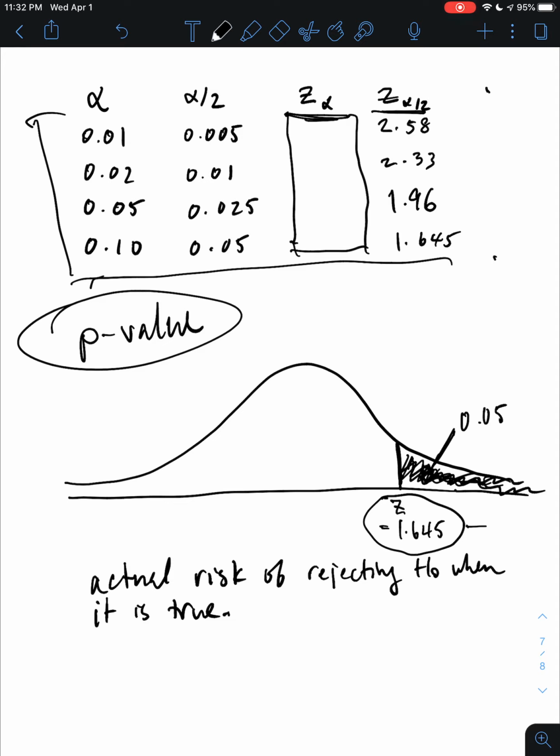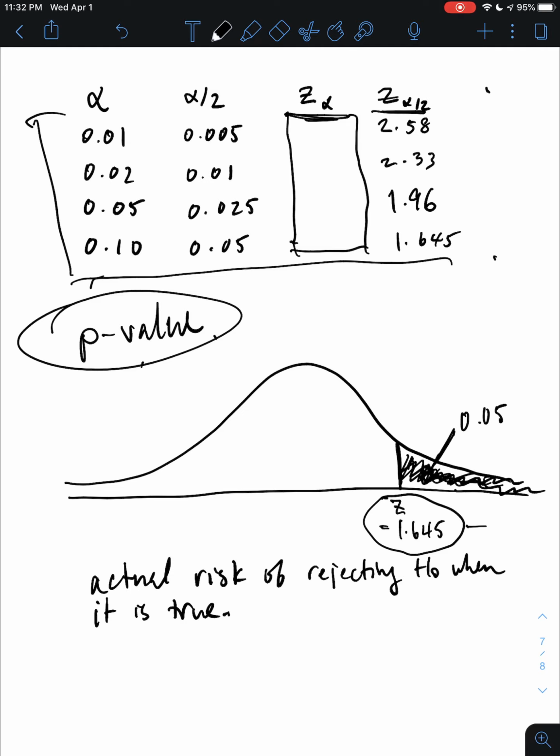And so it kind of provides us with more information. It's very common in papers, in journals, and so on to quote the p-value. If you write a journal article, you have to compute p-values. Another benefit of the p-value is hard to explain at this point, but I'll say it anyway.